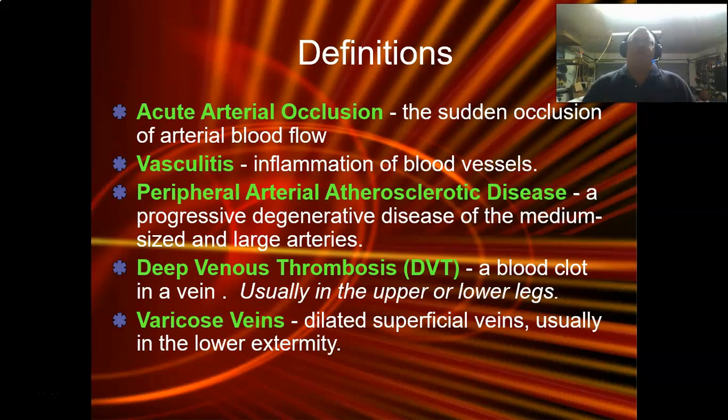All right? Deep vein thrombosis is a blood clot in the vein, usually in either the upper or the lower legs. That's where they start. The problem is the DVT breaks loose, goes to the heart, then gets into a pulmonary artery and turns into a pulmonary embolus. Not good. And varicose veins are dilated superficial veins, usually in the lower extremities. Usually very hard, and they look like spider webs. So again, this is a sign of poor vasculature in the legs.